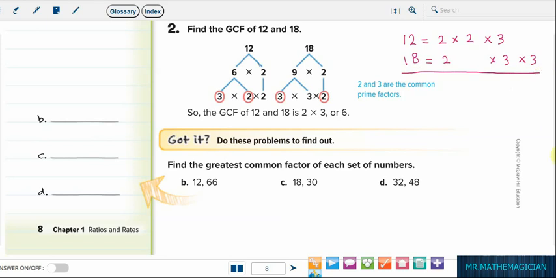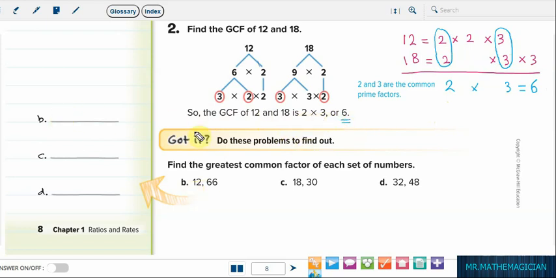Now we will choose the common prime factors. Here 2 is common, so we write it down as 1, 2. Also 3 is common, so write it down as 1, 3. Then we multiply them and we get 6. So the GCF, greatest common factor, of 12 and 18 is 2 by 3, which is 6.